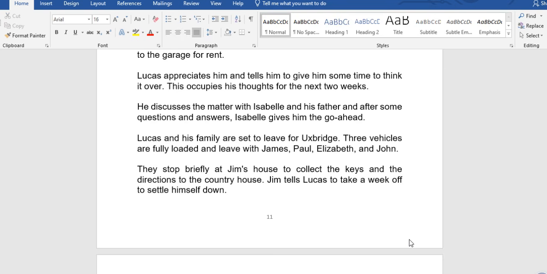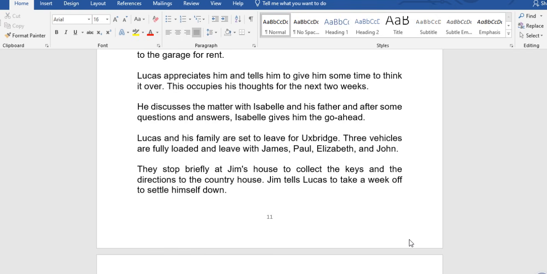Lucas appreciates him and tells him to give him some time to think it over. This occupies his thoughts for the next 2 weeks. He discusses the matter with Isabel and his father, and after some questions and answers, Isabel gives him the go-ahead. Lucas and his family are set to leave for Uxbridge.